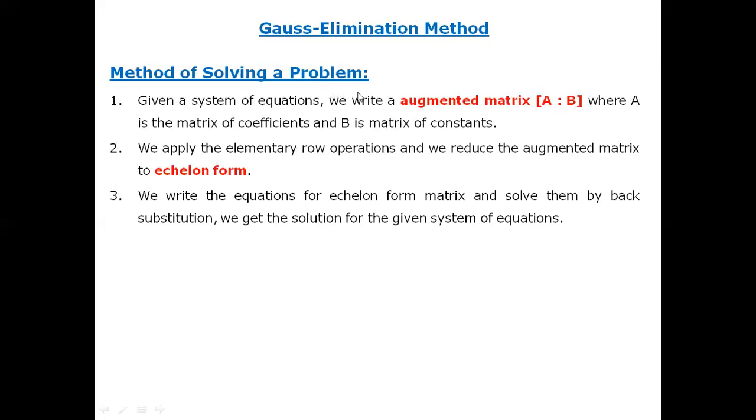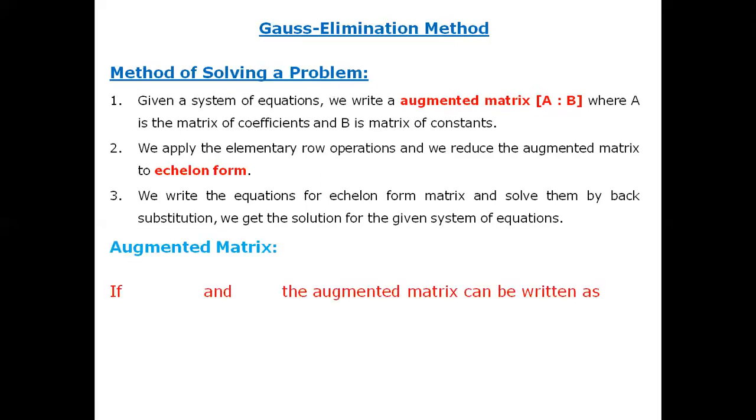So here first let us discuss how to write an augmented matrix. See, if I have a matrix A like this, a 3 cross 3 matrix, and a matrix B, a column matrix, which is a matrix of constants, then the augmented matrix A colon B can be written like this: the coefficient matrix A colon the constant matrix 1, 2, 3. So you just have to join them using this symbol.